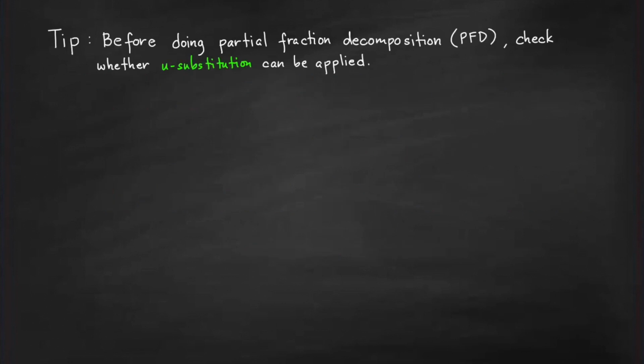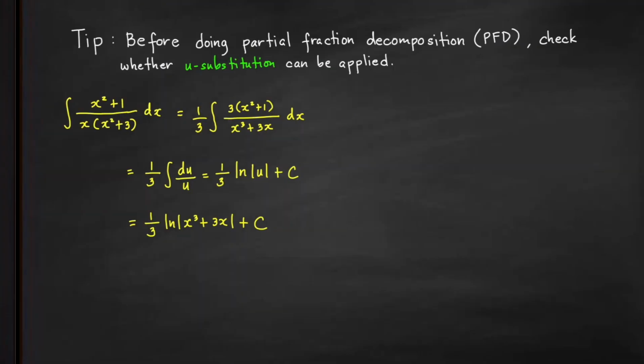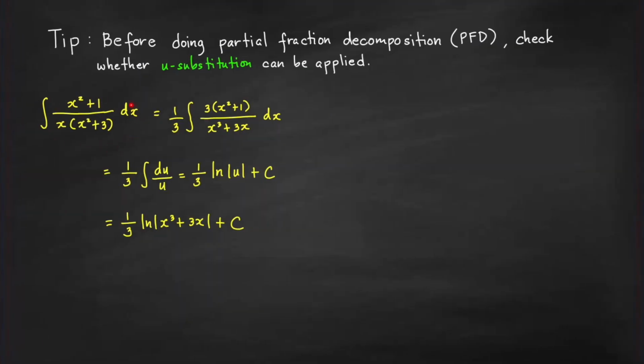Here's tip number one. Before you start doing partial fraction decomposition, check first whether you can apply u-substitution to evaluate the integral. For example, let's say you're evaluating this integral. So we see here that this is a proper rational function. So therefore, you might think immediately that you have to apply partial fraction decomposition to evaluate the integral.